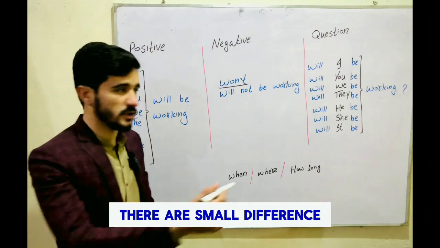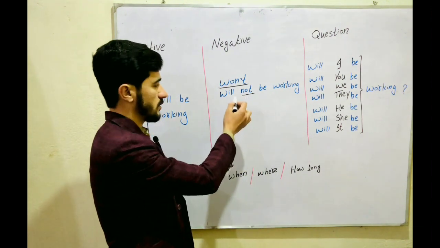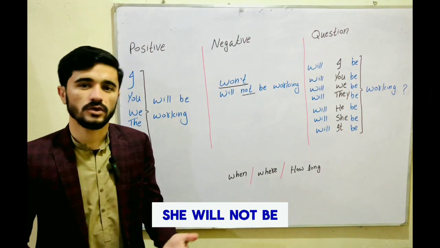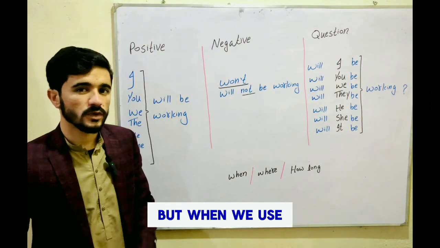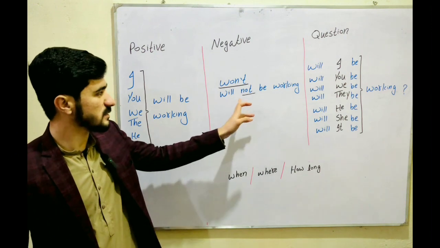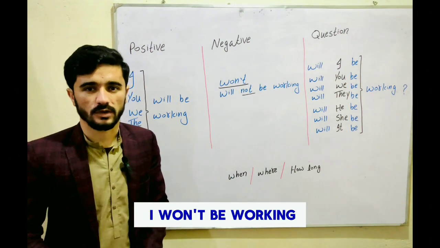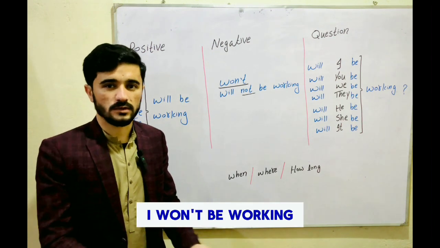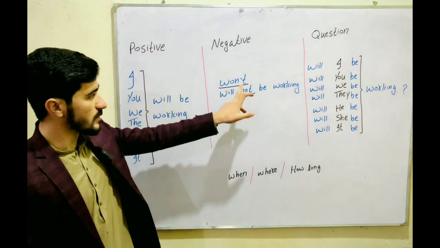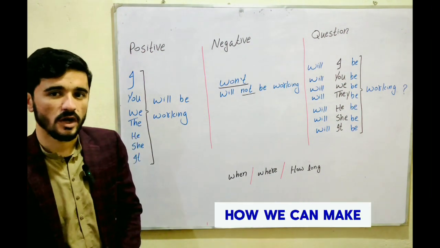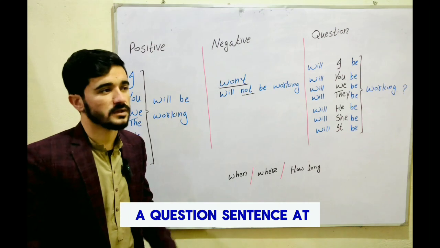But when it comes to the negative, there is a small difference. We use not after the will, like I will not be working, she will not be working. But when we use will not in the short form, we can say I won't be working. Say after me: I won't be working.